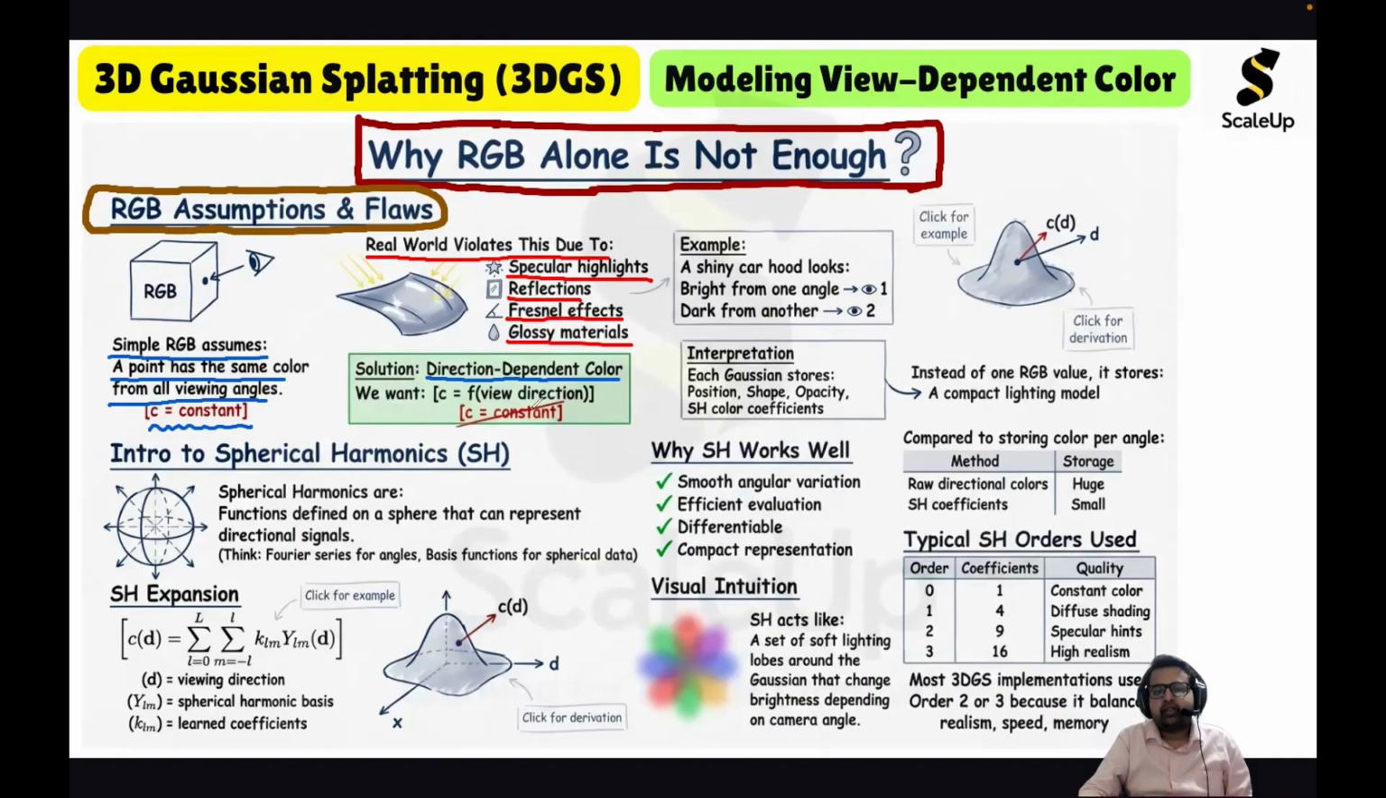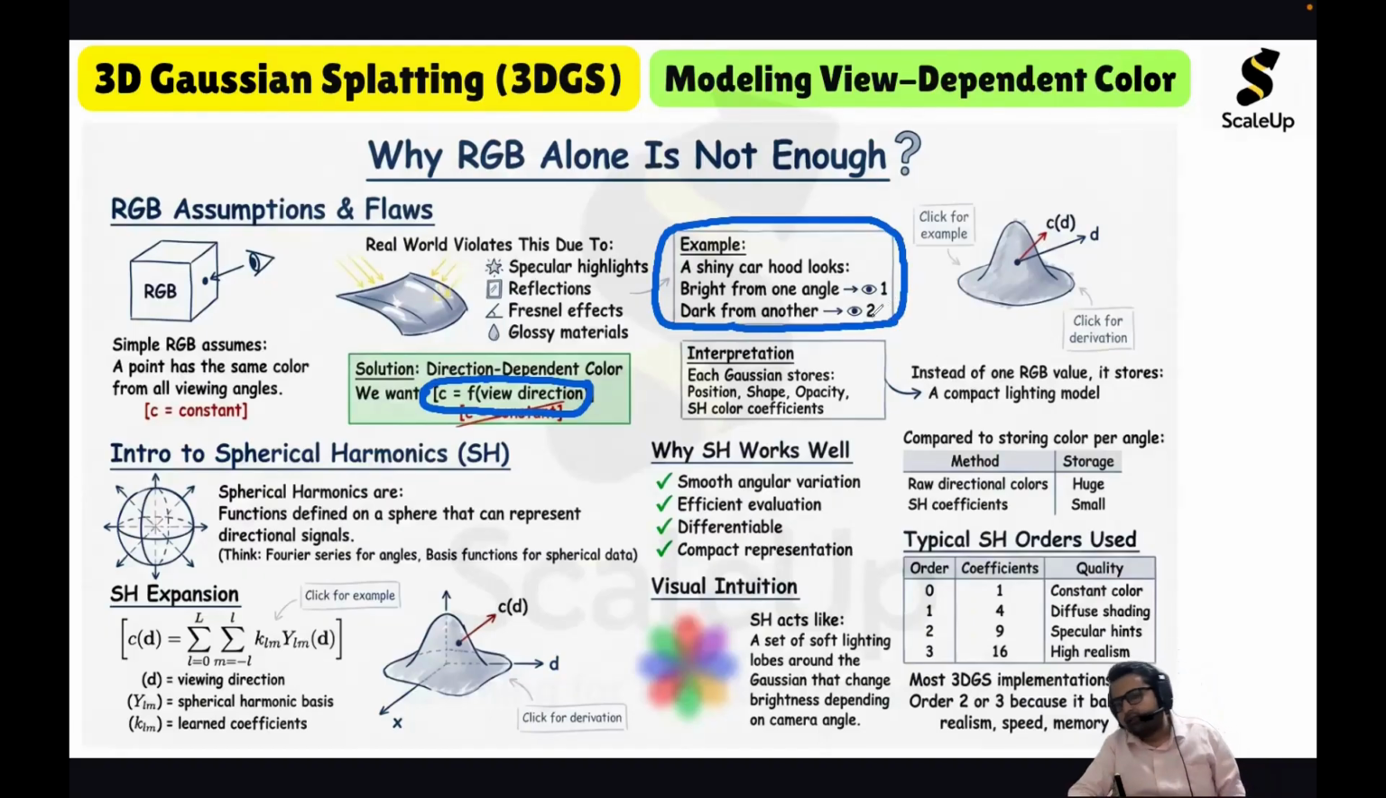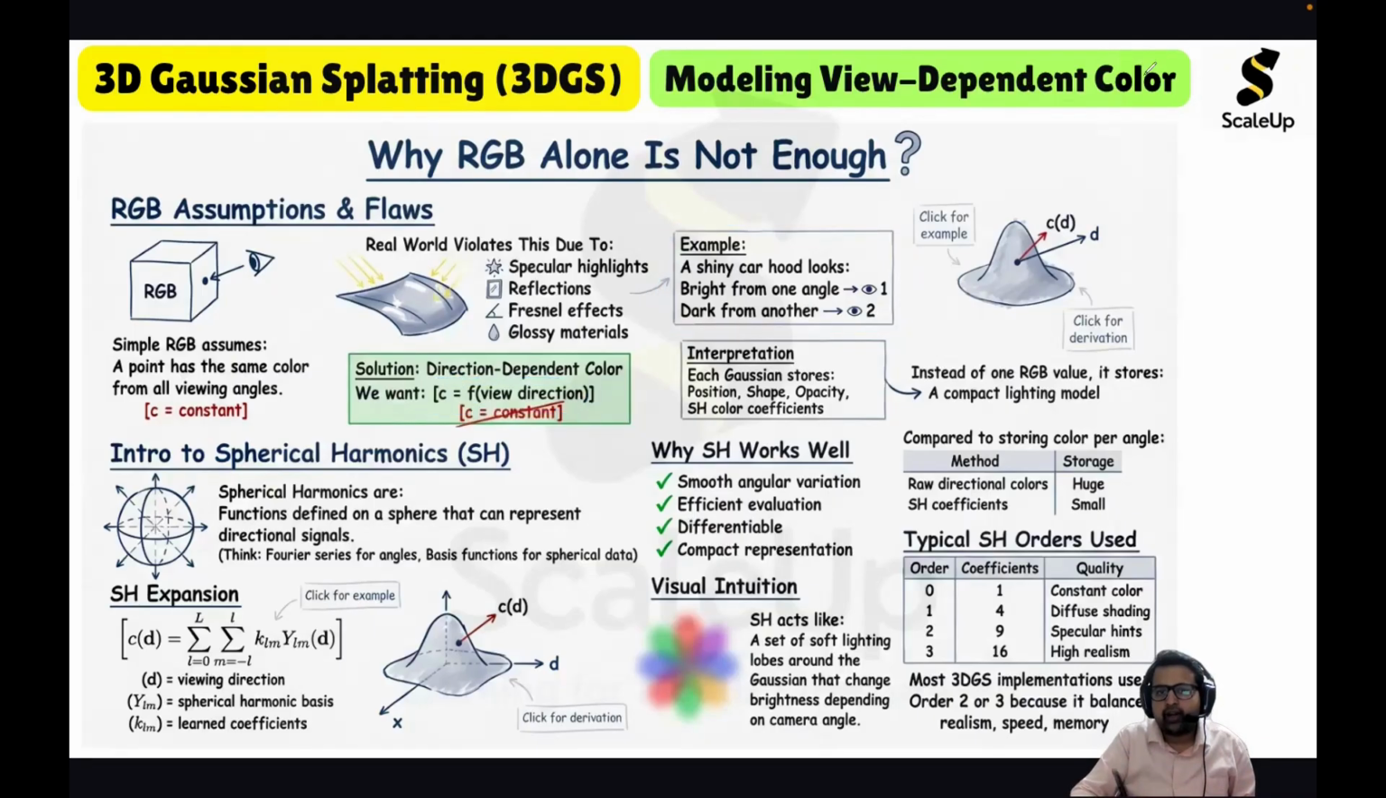Direction dependent color means the color will no longer be constant; rather, the color will be a function of the view direction. If we look at it from one direction, its value will be something, and if we look at it from any other direction, its value will be something else. For example, a shiny car looks bright from one angle and dark from another angle. The same point from different angles is like a function of the direction, and that is called direction dependent color.